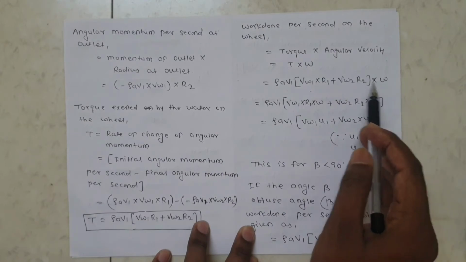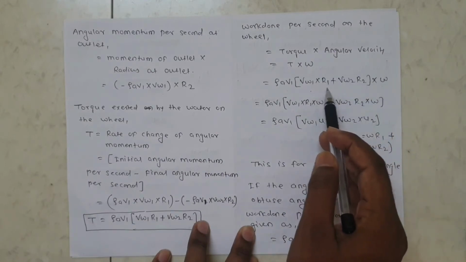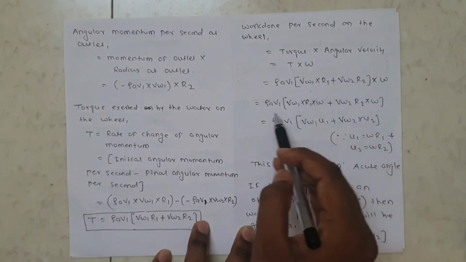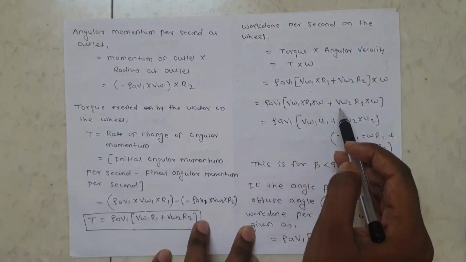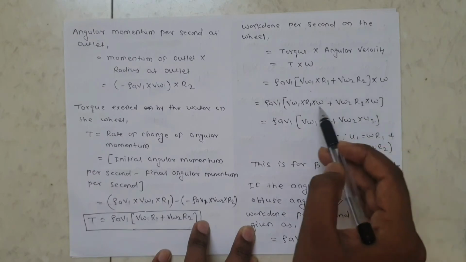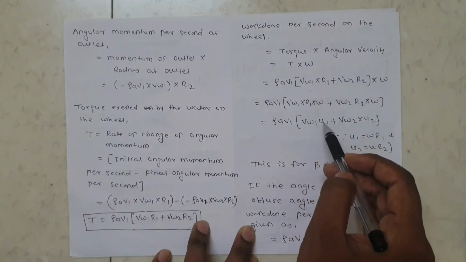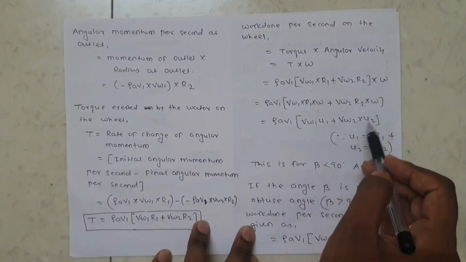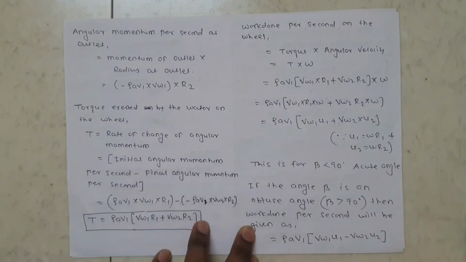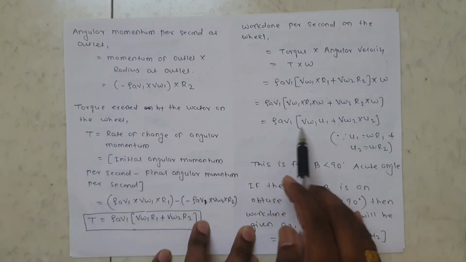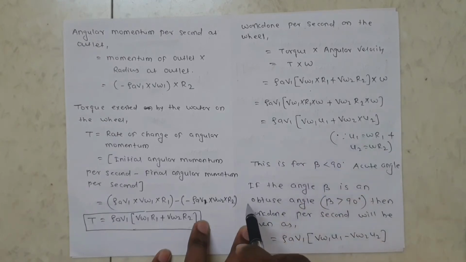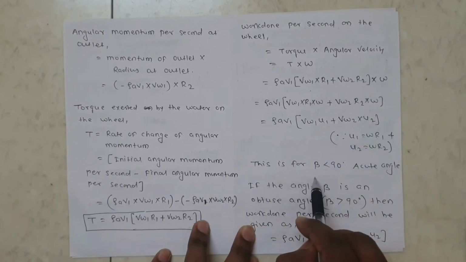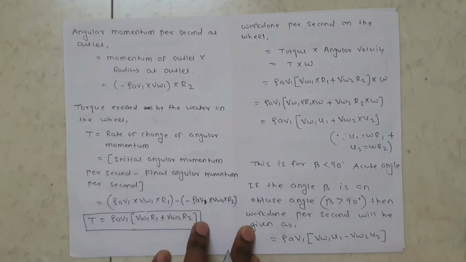So omega will be taken inside the bracket: rho a v1 [vw1 r1 into omega plus vw2 r2 into omega]. r1 into omega is equal to u1, and r2 into omega is equal to u2. So the equation will become rho a v1 into [vw1 u1 plus vw2 u2]. This is for beta less than 90 degrees, meaning acute angle.